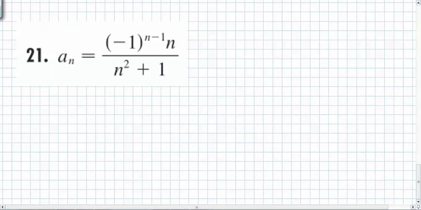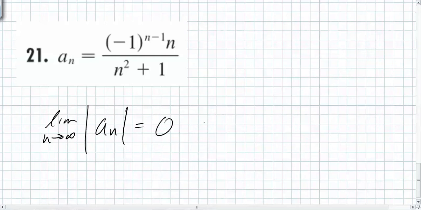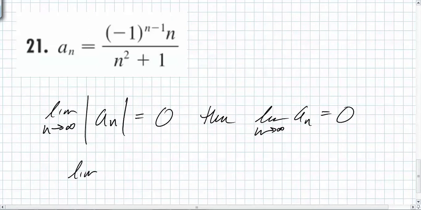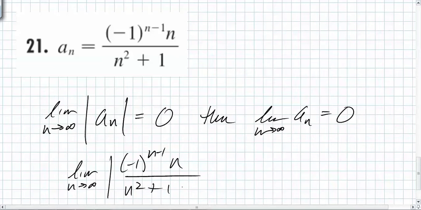You look at the absolute value. So you take the limit as n goes to infinity of the absolute value of a_n. If this goes to 0, then the limit as n goes to infinity of a_n also equals 0. So what we're going to look at is the limit as n goes to infinity of the absolute value of this. And it's nice doing that because we get to drop the sign entirely. It's just the limit as n goes to infinity of n over n plus 1, because it's always positive. And what's that going to be?